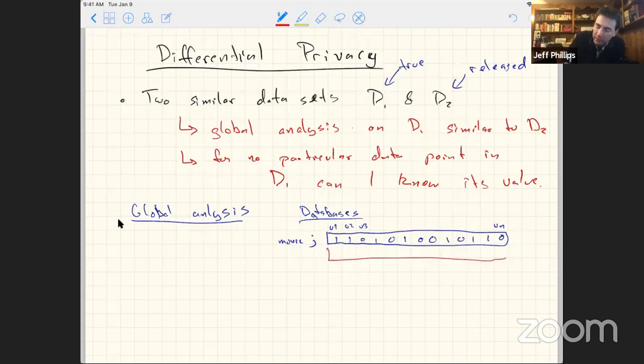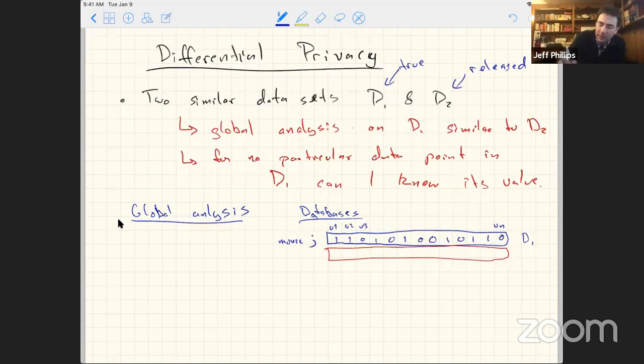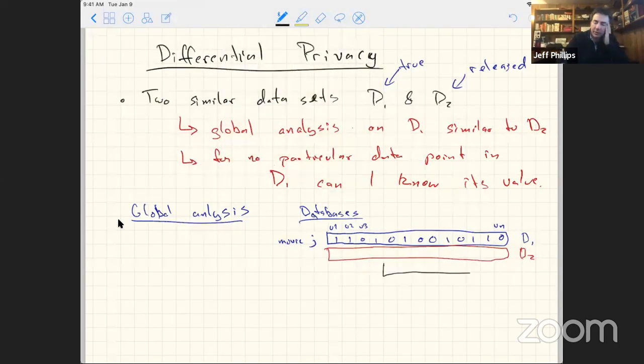So remember this was D1, and this is going to be D2. And I want to ask queries. So I want to somehow ask a query. Let's look at this subset of people. They don't necessarily have to be contiguous. So I look at this subset of people and I add up the true number. It's 1. There are 3 people, so the answer is 3. 3 people in this subset watched Twilight, and the other people didn't.